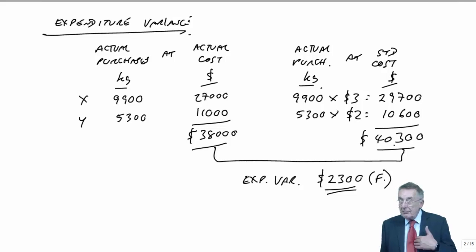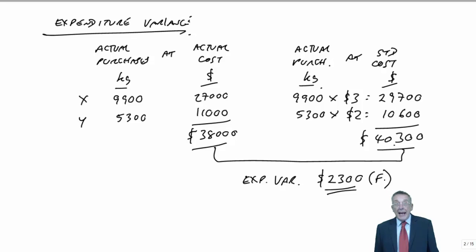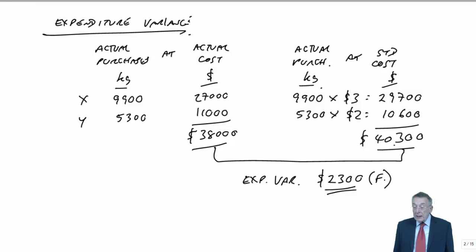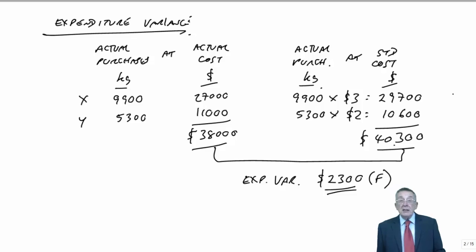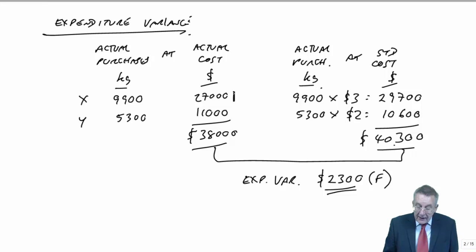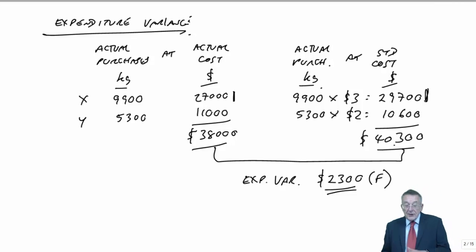The reason I like my layout is although normally we just ask for the figure in total, if you were asked to split it between the two materials, there's no extra work to be done. For X, we spent 27,000, it should have been 29,700, so a variance of 2,700 favourable. For Y, we spent 11,000, we should have spent 10,600, so an adverse 400.